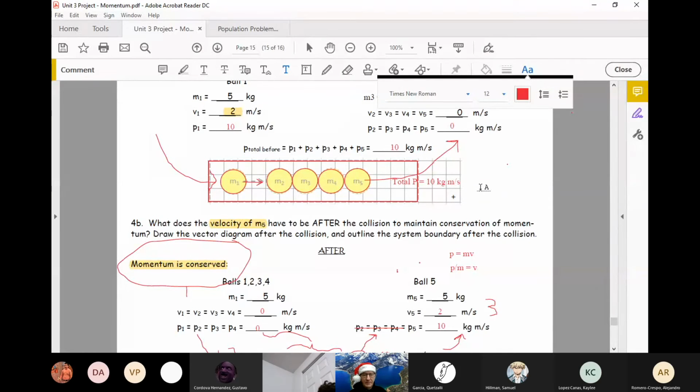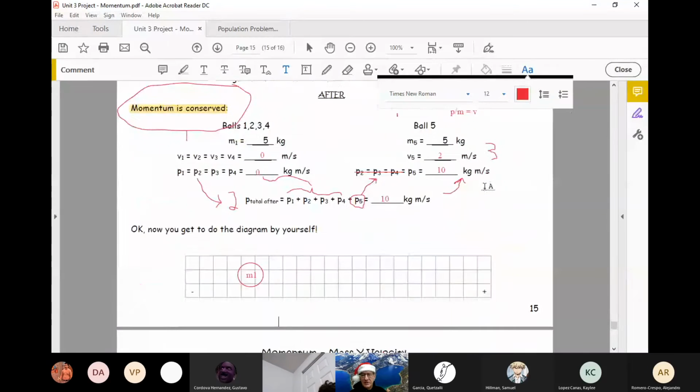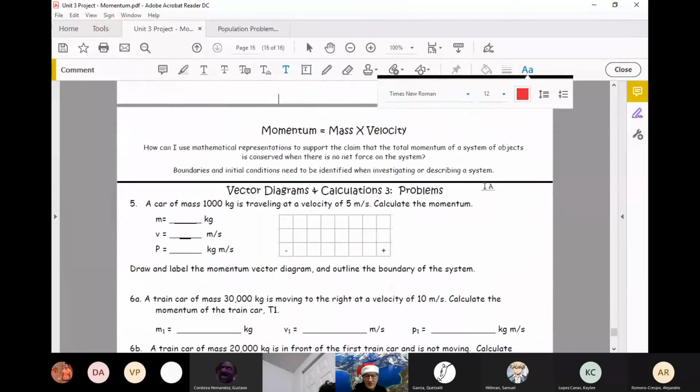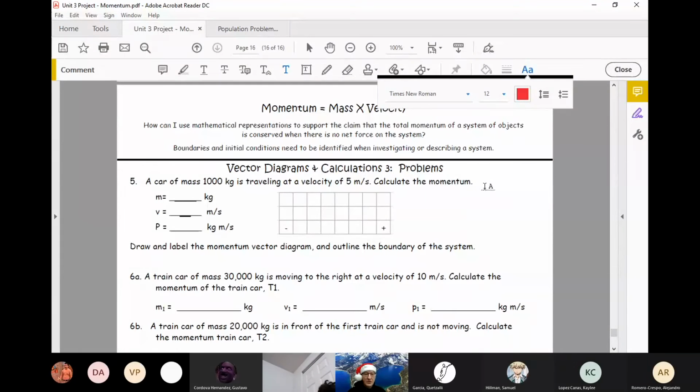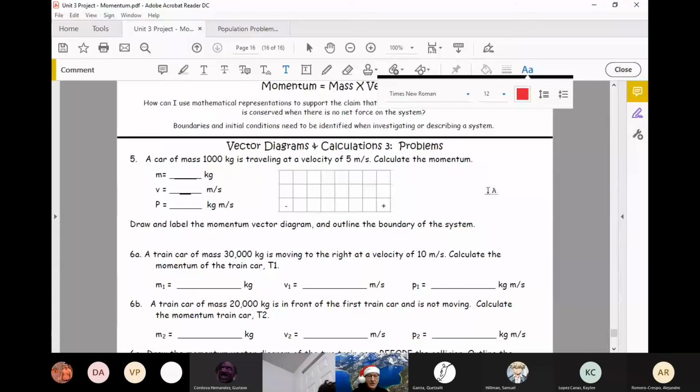All right. Now, page 16 is mostly going to be for you to do by yourself. It's kind of like the test. And it's the last page of the unit. How awesome is that? Number 5 should be pretty easy. It's just calculating momentum and drawing a vector diagram for it. Boom, that's all it is. No collision here. You're done with that one.